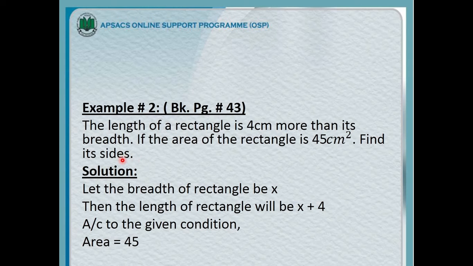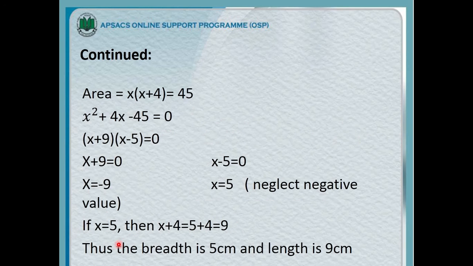As the sides of the rectangle are required, so we will consider the breadth of the rectangle to be x. Then according to the given situation, the length of the rectangle is 4 cm more than its breadth. If breadth is x, then the length will be 4 plus x. Then according to the given situation, the area of the rectangle is 45, and we know the formula of the area of the rectangle is length into breadth.